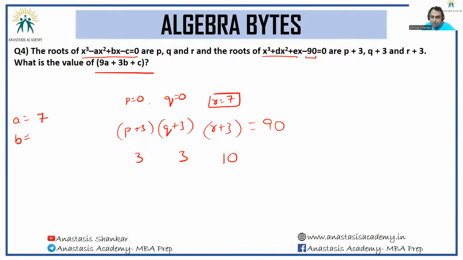b is nothing but sum of these three roots taken 2 at a time. So 0, 0, 0, 7, 0, 0, 0, 7, 0, 0. And finally, what we need is c, which is nothing but product of these three roots combined, 0. So this final expression that we are seeking, we are only seeking 9 into 7, which is equal to 63, which is the answer to this question. You can directly reach your answer this way.